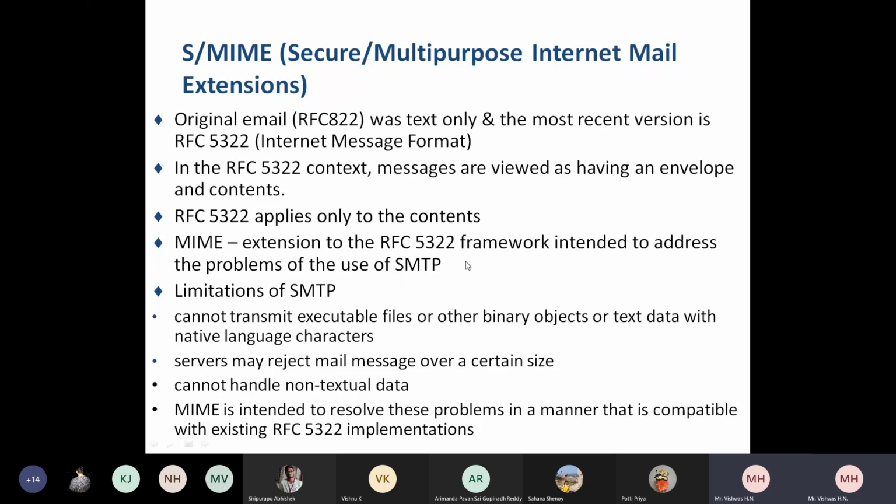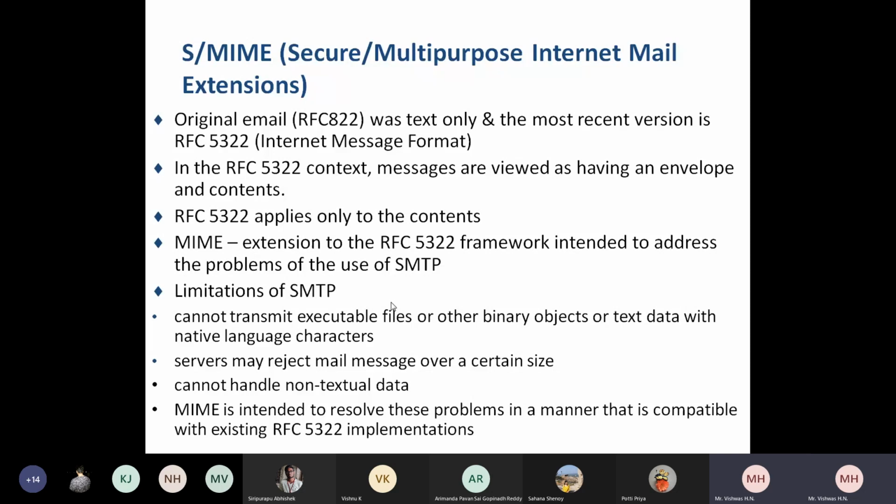To address that, we have a protocol called MIME. So what were the problems in SMTP? What were the limitations in SMTP? It cannot transmit executable files or other binary objects or text data with native language characters. Is that clear? The original, normal SMTP cannot do this.